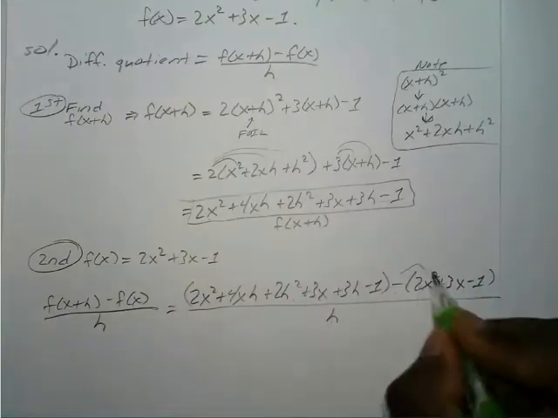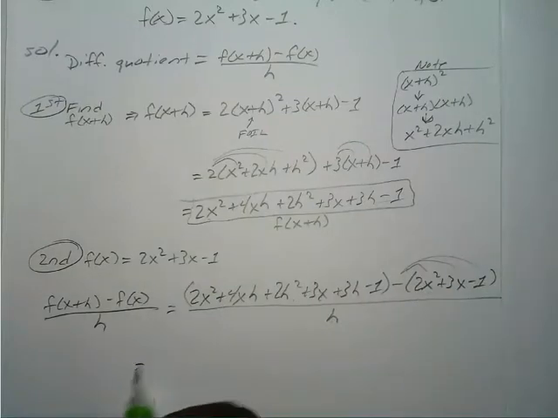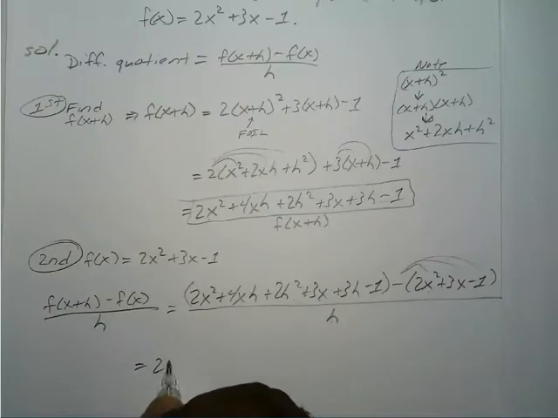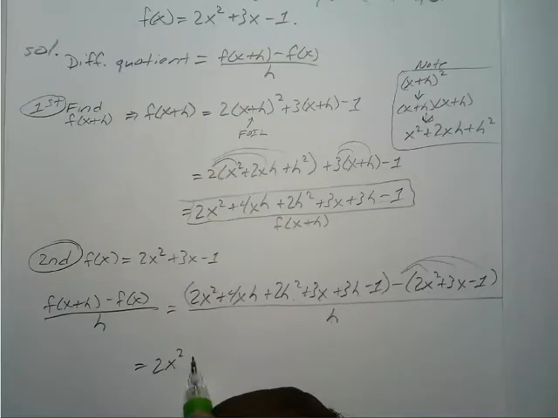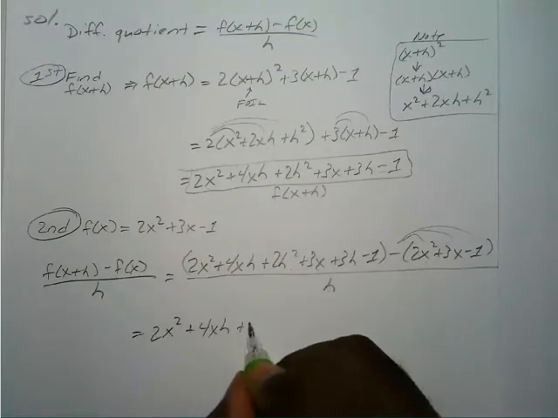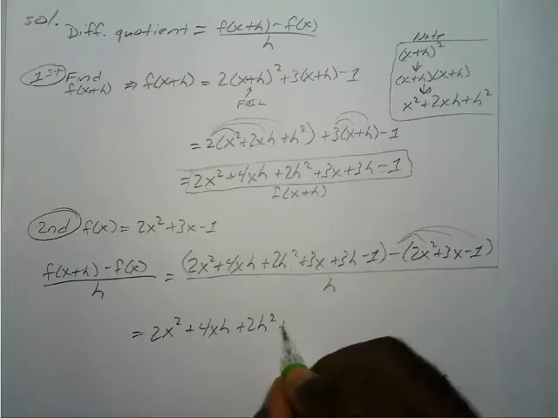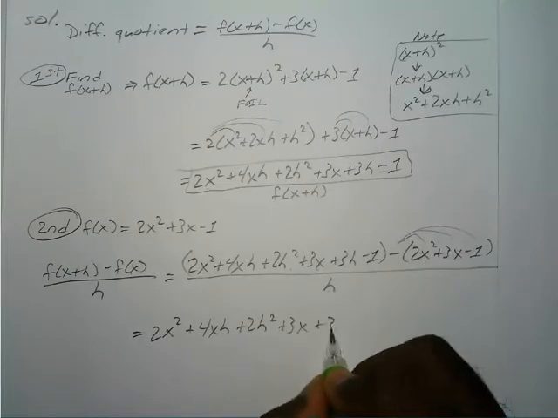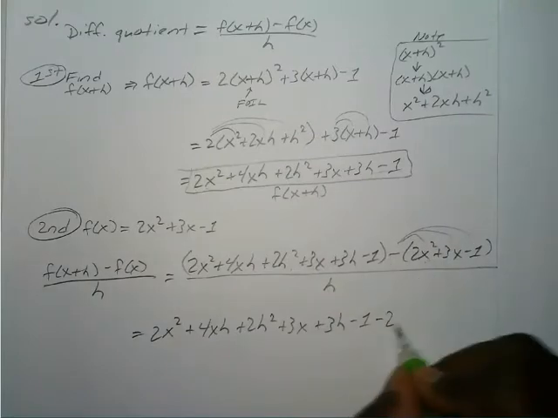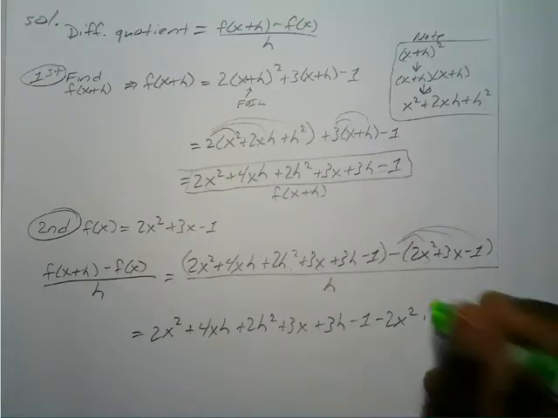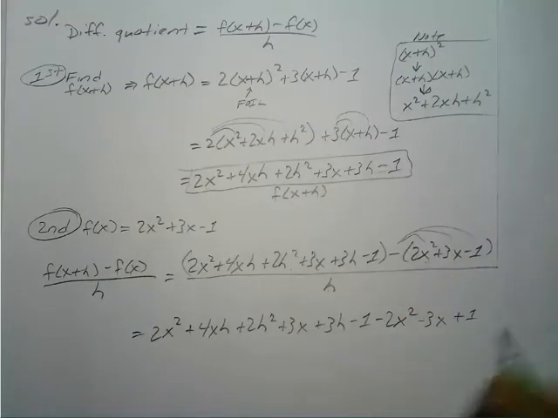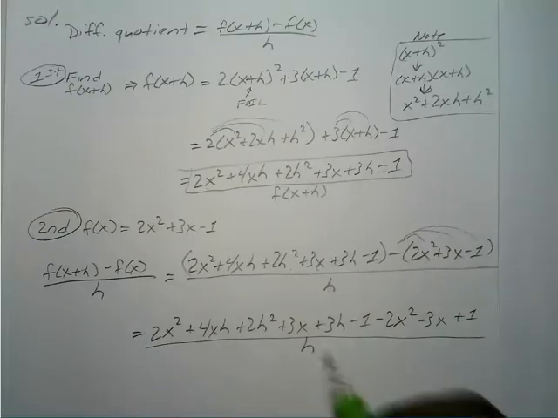Okay, so once again, we distribute that negative. And this is all positive here, so we can just drop the parentheses. So you have 2x squared plus 4xh plus 2h squared plus 3x plus 3h minus 1. We distribute that negative: minus 2x squared minus 3x plus 1. And all of that over h.